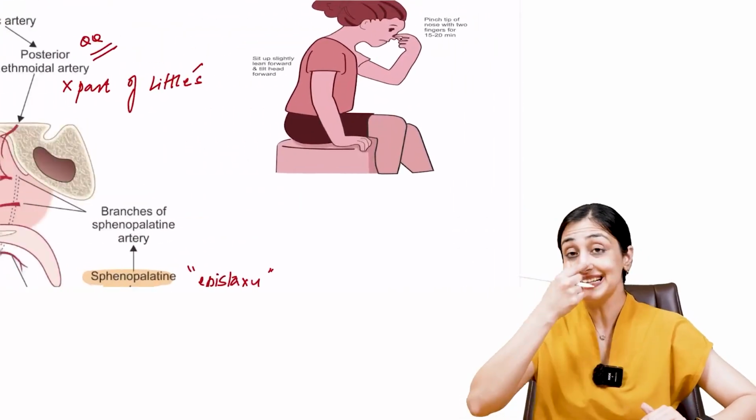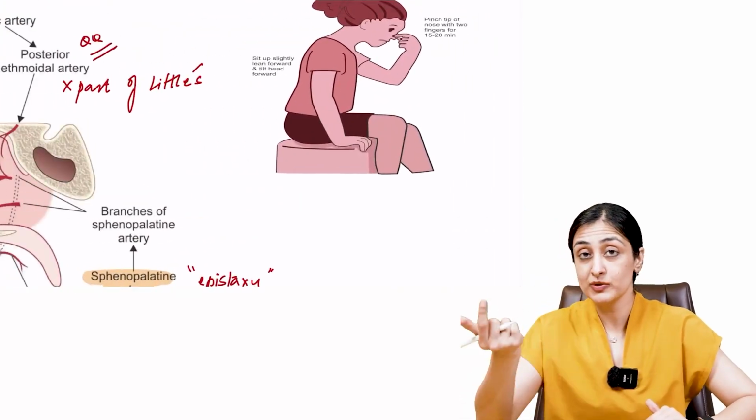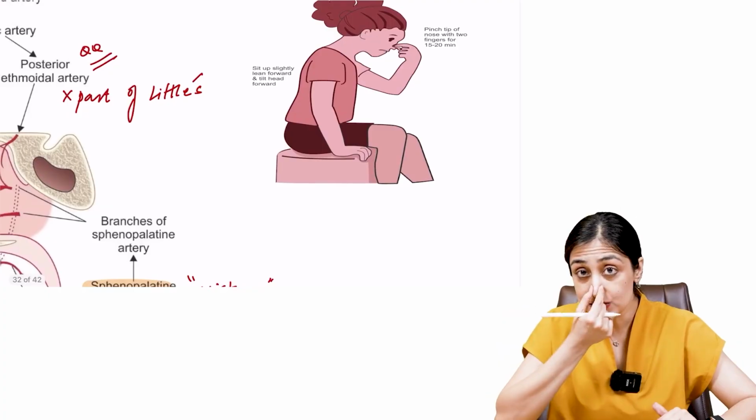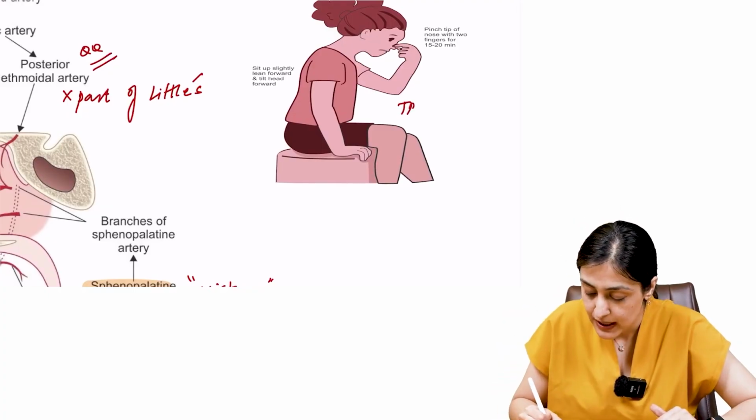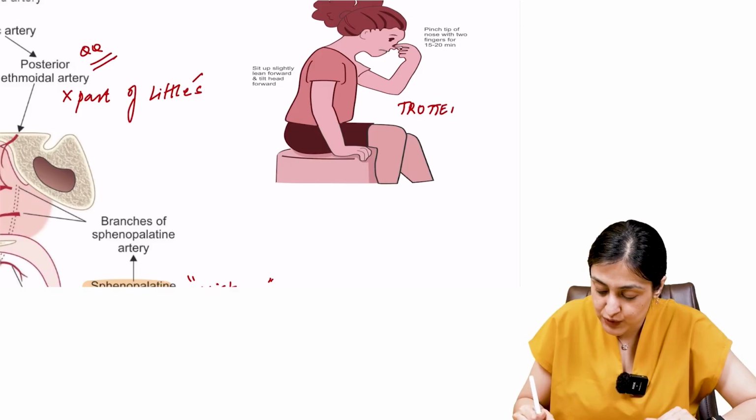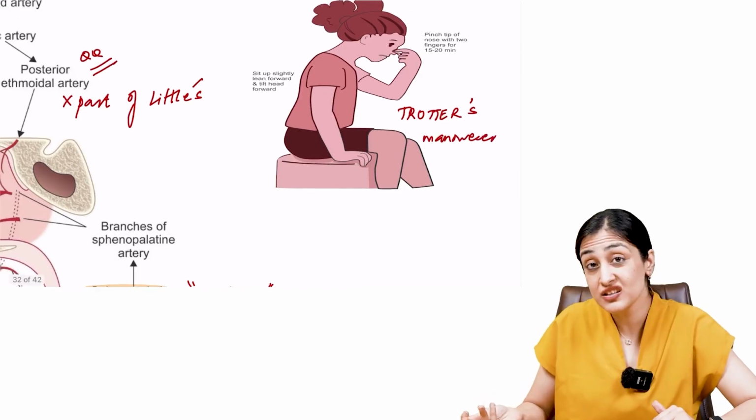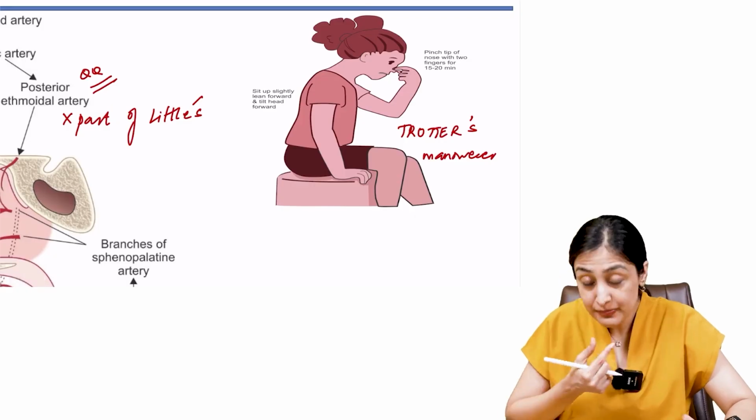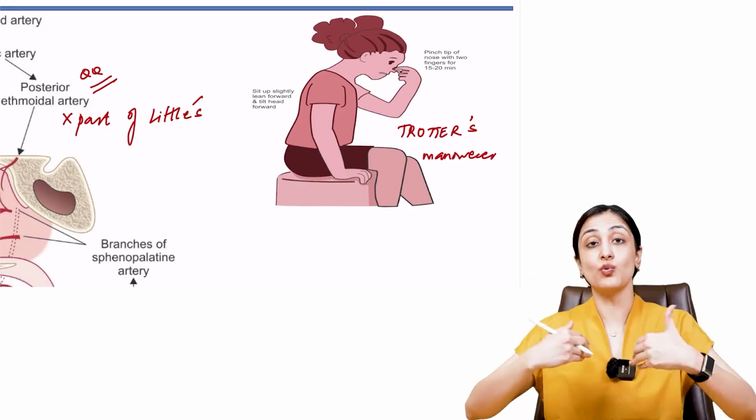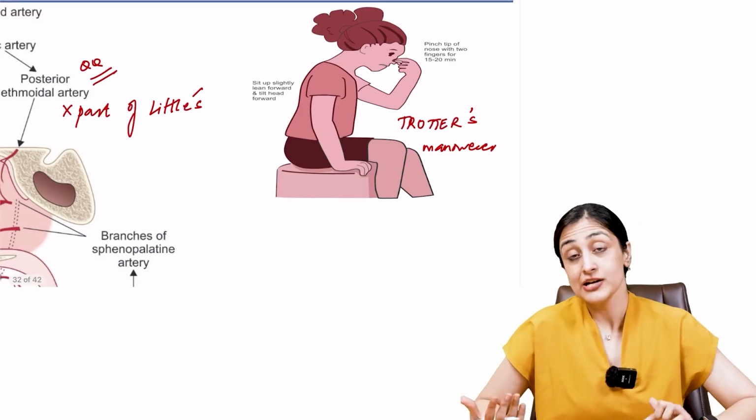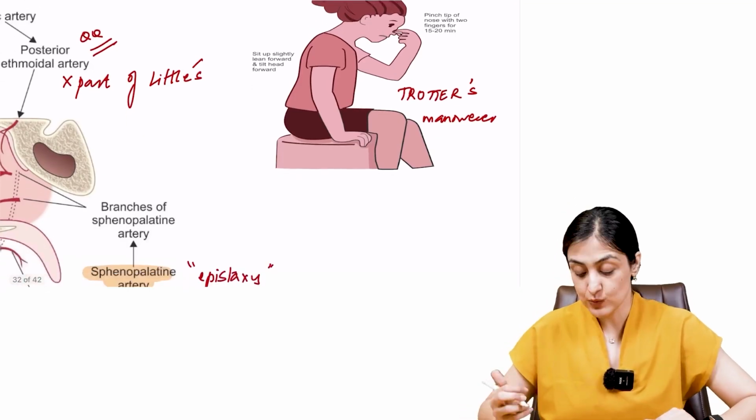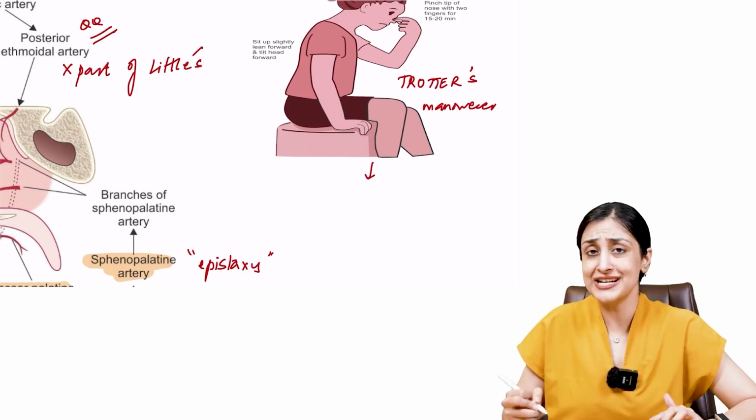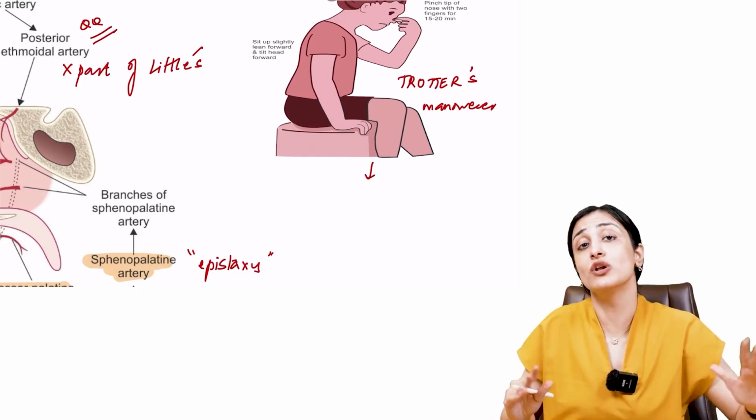So in any anterior epistaxis, that's the most common one, the management we learn is that you have to do the Trotter's maneuver. You all know the Trotter's maneuver. I'm pretty sure everybody here would have had epistaxis once in your life. So you pinch the nose and you sit up, leaning forward, and you don't swallow the blood, is what we tell the child. So Trotter's maneuver is effective in almost 80 to 90% of the cases. That's all we need to do.